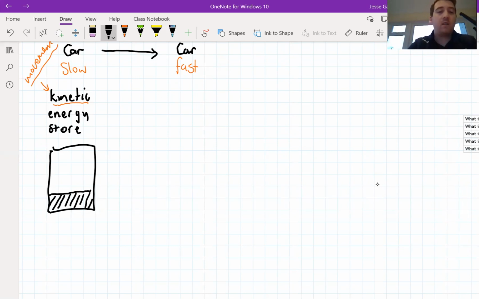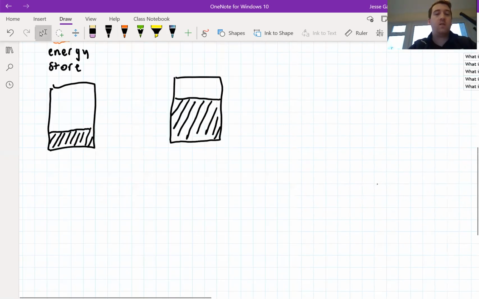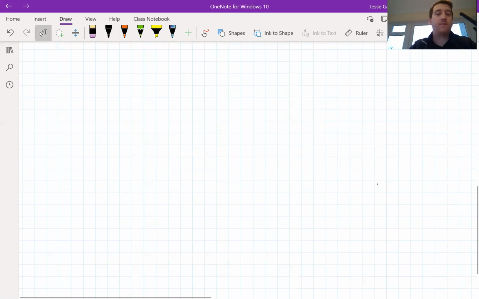But when we push the pedal and we make the car go faster, we have added energy to the kinetic energy store. So now, the kinetic energy store has more energy in it. We've added energy to the kinetic energy store. That is the second energy store. Let's have a look at another one.